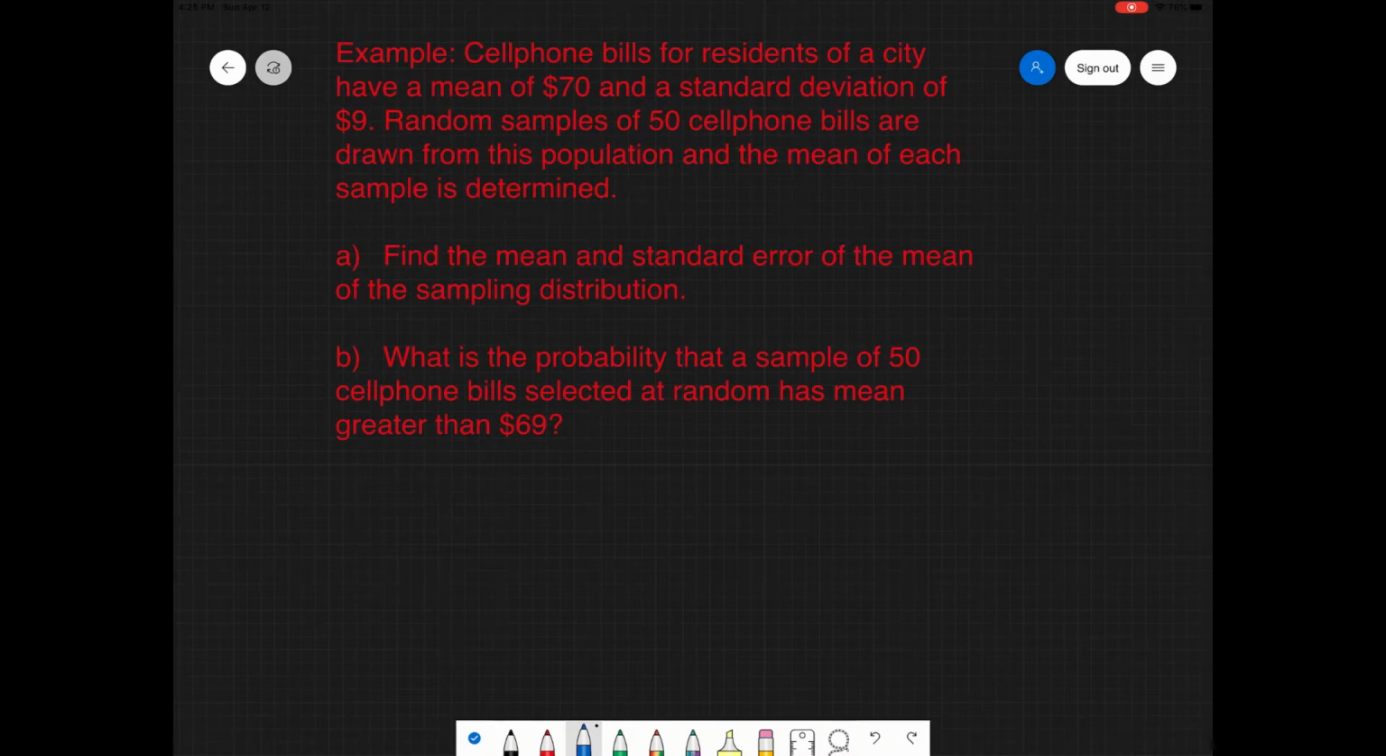Part B. What is the probability that a sample of 50 cell phone bills selected at random has a mean greater than $69? Assuming that X represents the values of the cell phone bills of the residents of this hypothetical city, X has a distribution with a mean of $70 and a standard deviation of $9. Since we are taking samples of size n = 50, which is considered a large sample, by the central limit theorem the x-bar distribution, the sampling distribution yielded by this underlying population distribution, is normal.